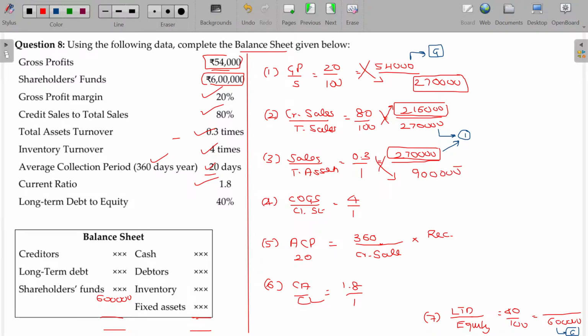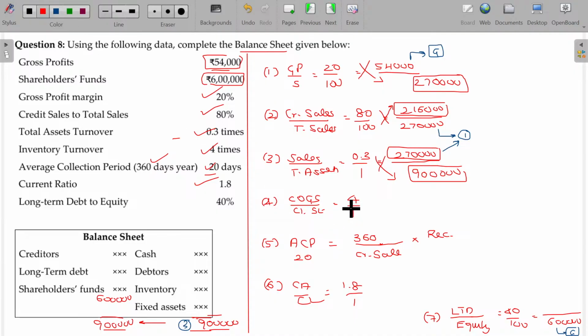I get a balance sheet item, immediately I can post that in the balance sheet. 9 lakhs. We got this 9 lakhs from the working note number 3. From that you can get the total of liability side also, which is 9 lakhs. Now creditors and long-term debt both together should be 3 lakhs. Is that okay? We'll see that later on.